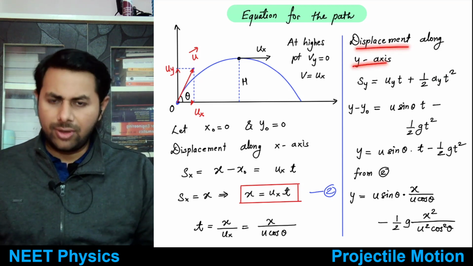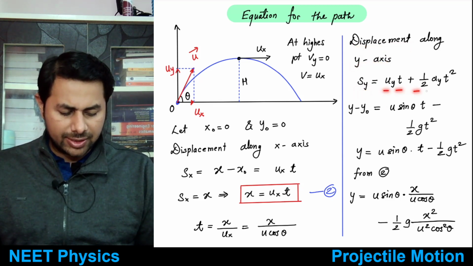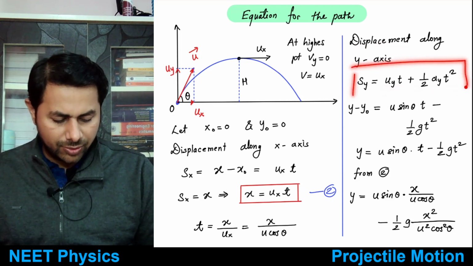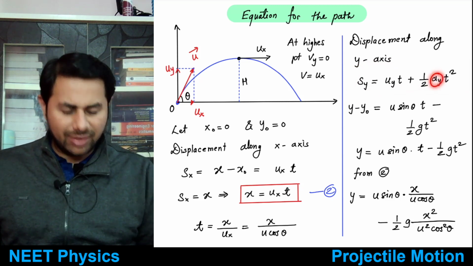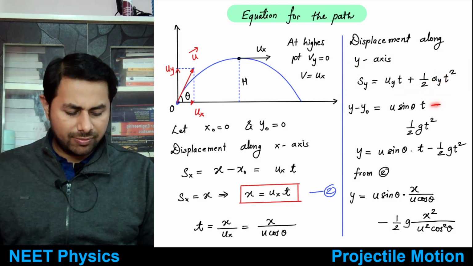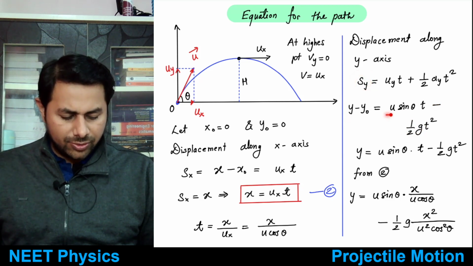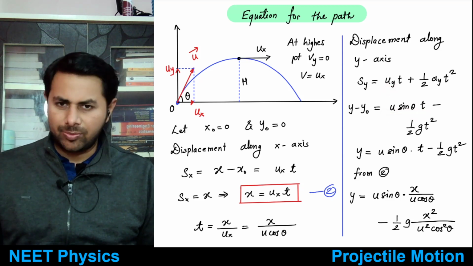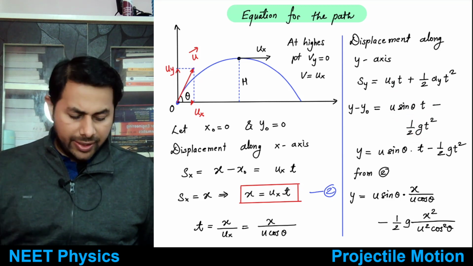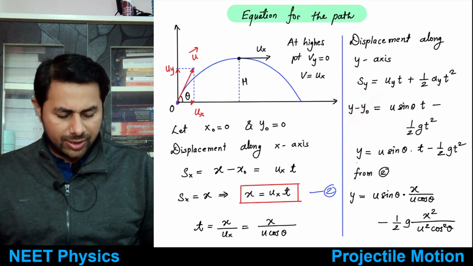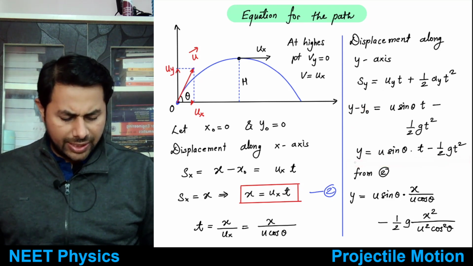So for displacement along the y-axis, you will write sy, the y component of displacement, it is uy times t plus half of ay times t square. Because this is uniformly accelerated motion, we use the kinematic equation, right? So what is ay? ay is equal to minus g. You put that here. So you get sy, which is y minus y naught, is u sine theta into t, where u sine theta is the y component of velocity, minus half of g into t square. Then you put y naught equal to 0, then you get y is equal to u sine theta into t minus half of g into t square, right? So you get this equation.